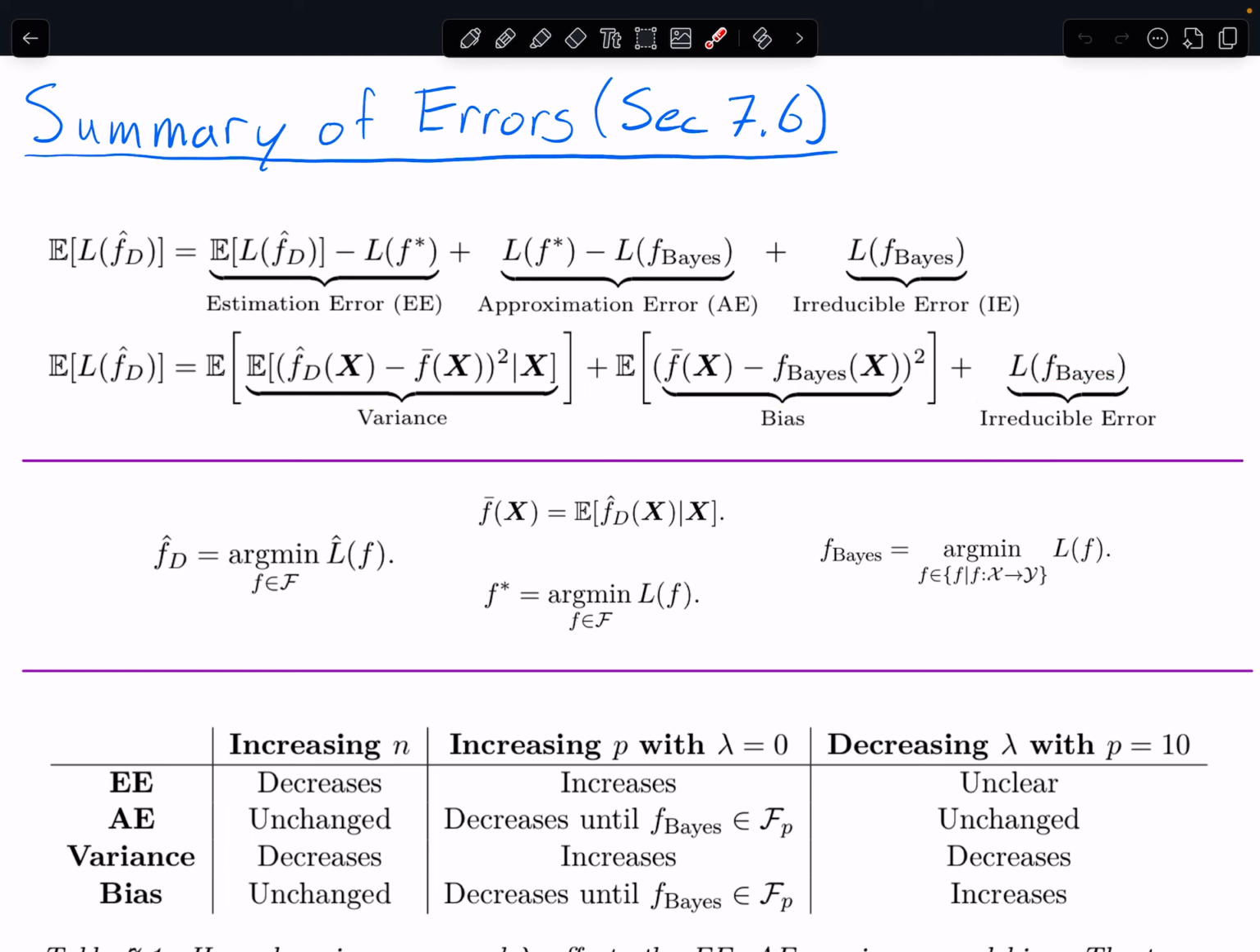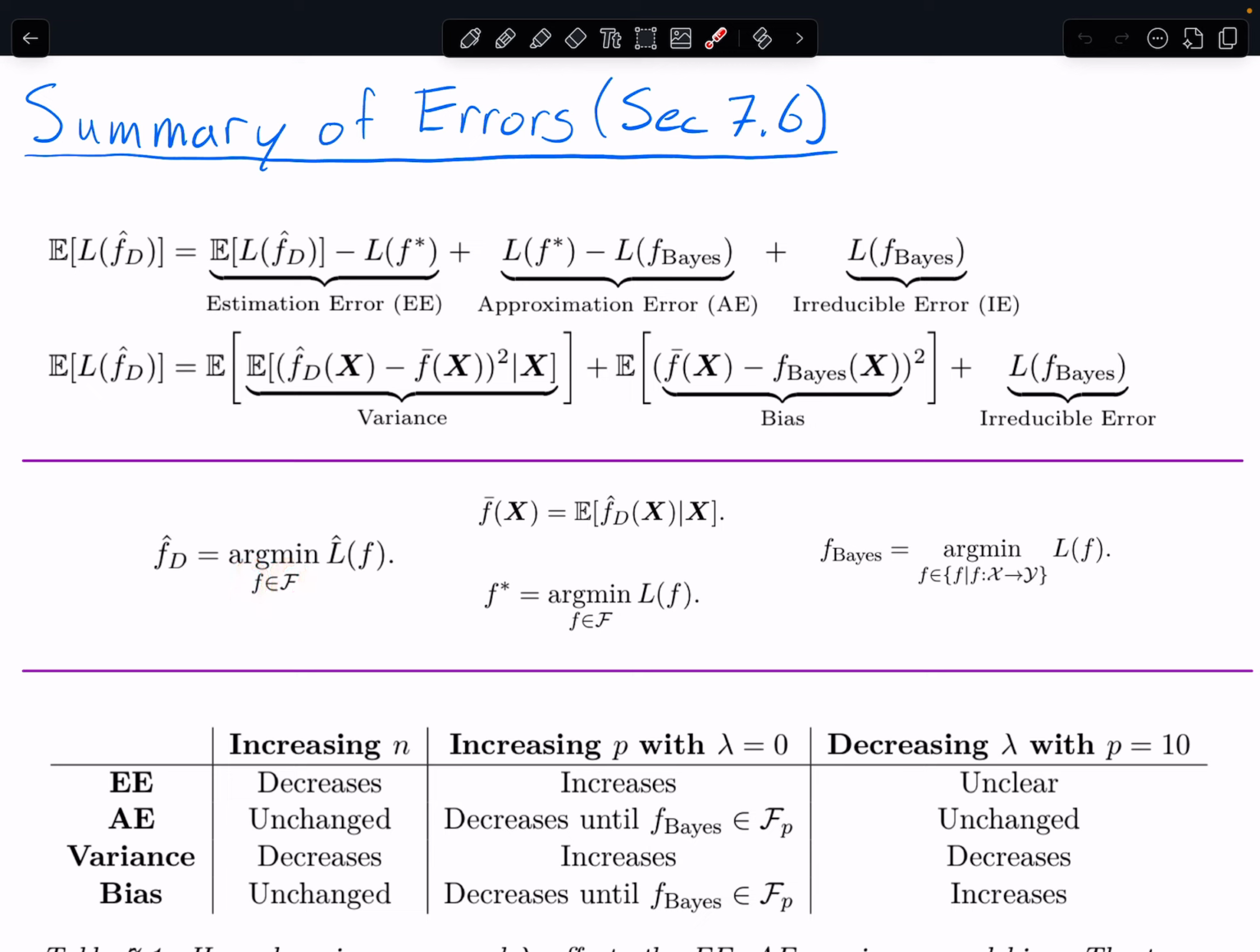Okay. The first thing to notice is, what are these different predictors? And there's really four different predictors. There's this f hat, which is the actual predictor you're going to output with something like ERM. So you're going to minimize the estimated loss, that's L hat. You're going to pick the best f in your function class.